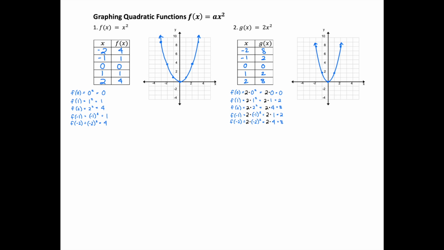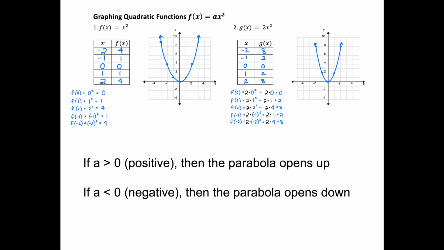So any number we square or raise to the second power, regardless of whether that number is positive or negative, we're going to get a positive number. So what has to happen for us to get a negative y value or a negative output is that we take that positive number and then multiply it by a negative number. So that means that a, or whatever our original function is multiplied by, that number would need to be negative for the parabola to open down. So we're going to try a few of those examples next.